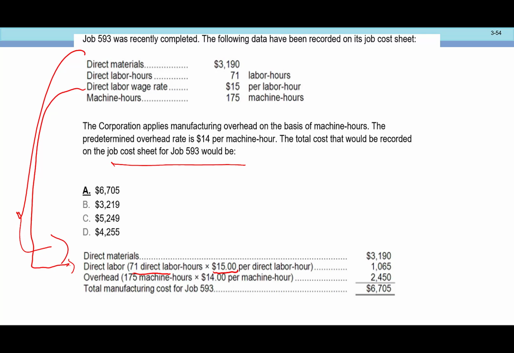Now we've got to figure out the manufacturing overhead. Applied is what gets applied to each job, right? Or they call it allocated, but it's applied. Okay, and so what happens? I take the predetermined overhead rate, which they just give to me, was 14, times the what? And they use machine hours. So times the 175 machine hours. So that was what would be applied to that job, right?